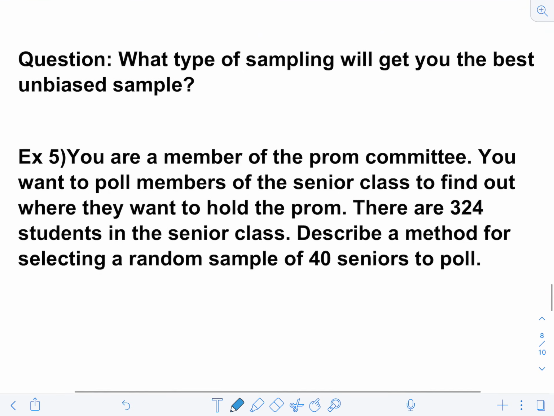All right, what type of sampling gives you the best unbiased sample? In other words, what represents a population the best? This is going to be random. Random sampling will not be biased.